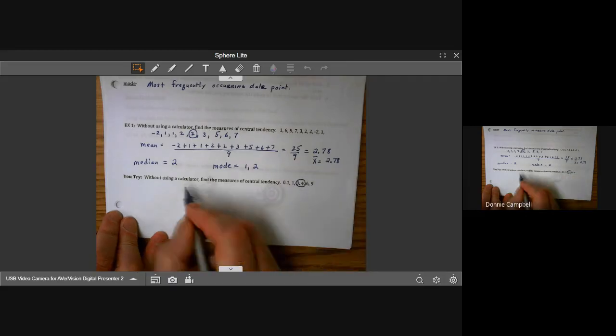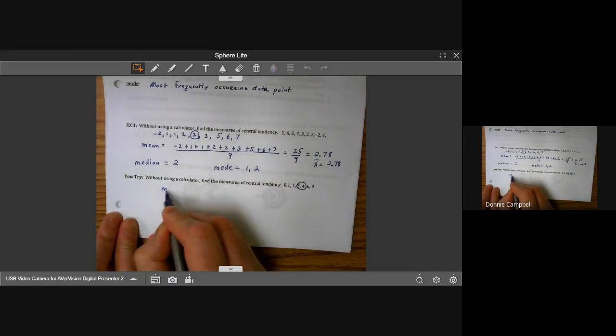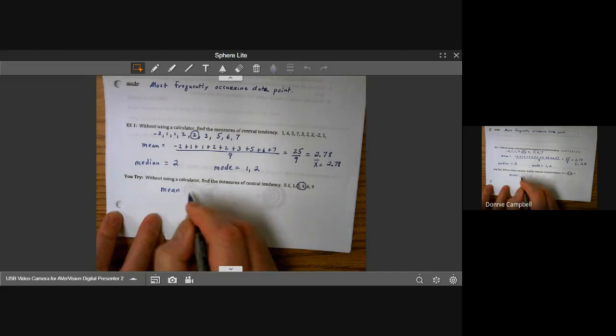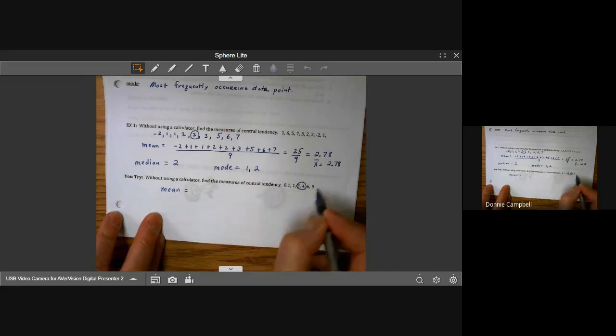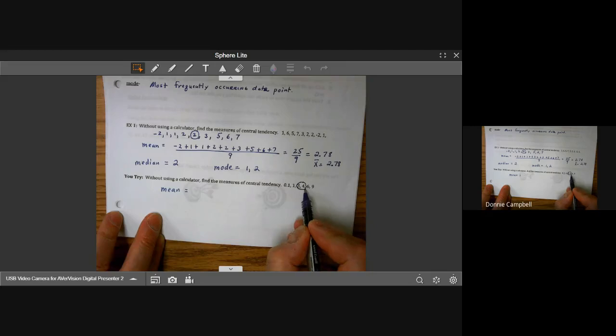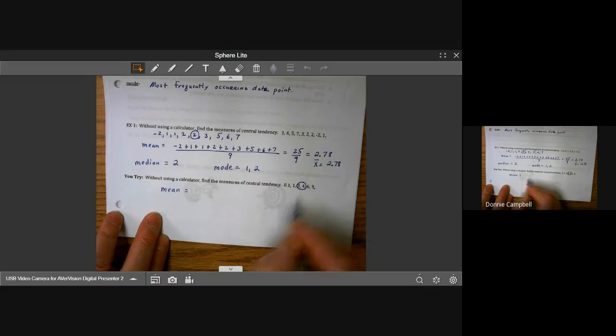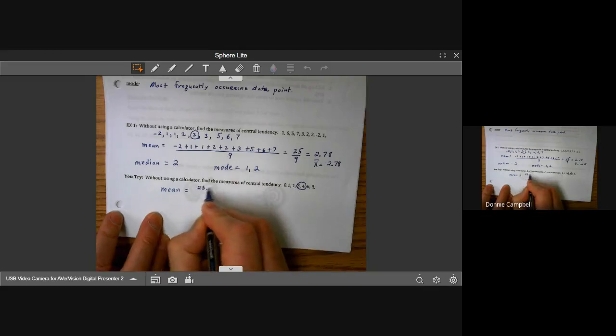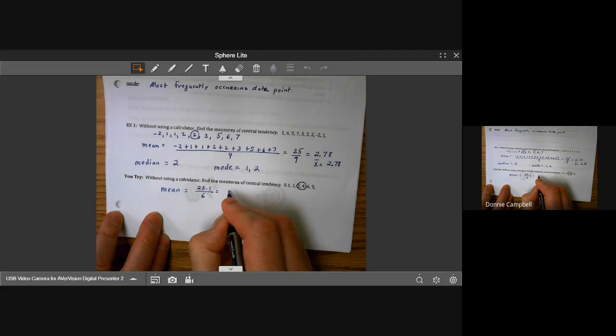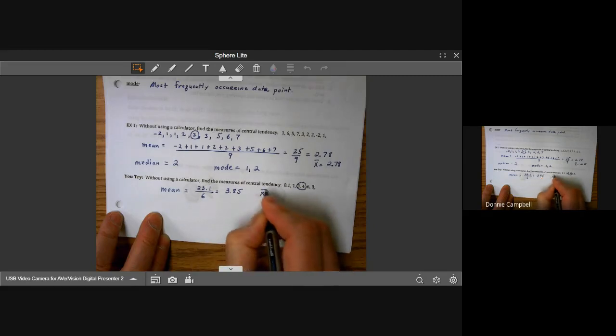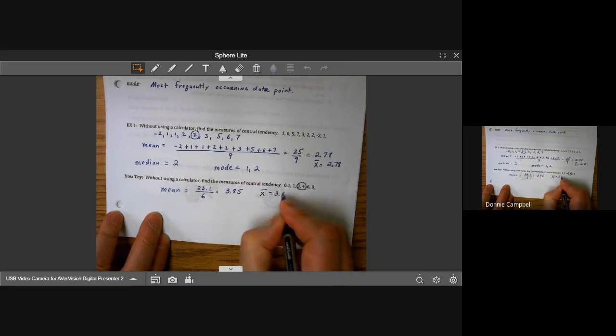First, let's find the mean. The mean is going to be all those numbers added up. So 1 plus 3 plus 4 would be 7, 8, 15, so 23.1. When I add up all the numbers, and there's 6 of them, I get an average of 3.85. So your mean is 3.85.